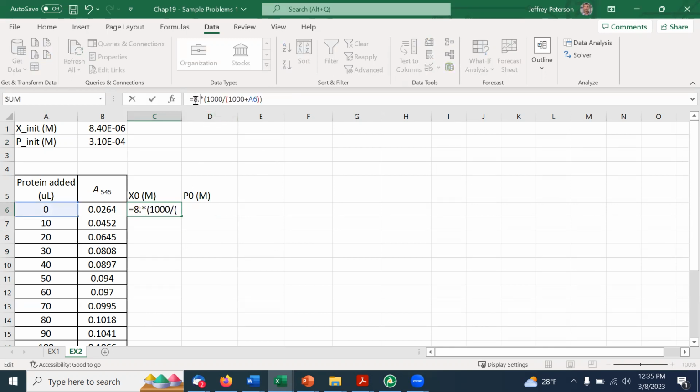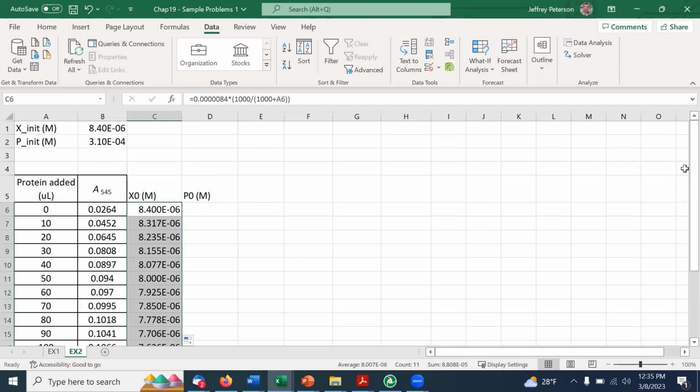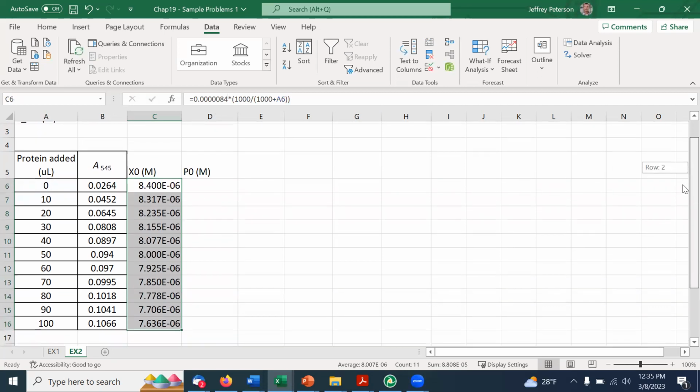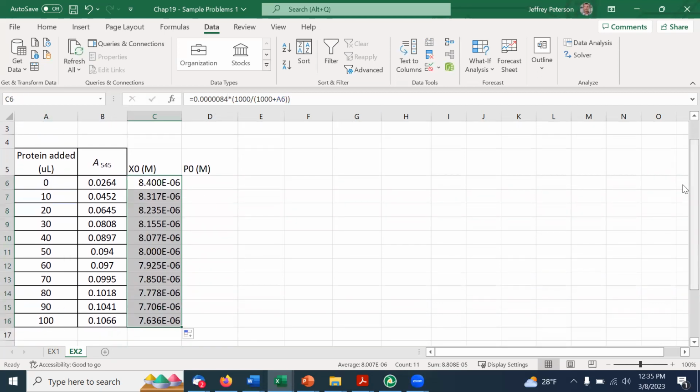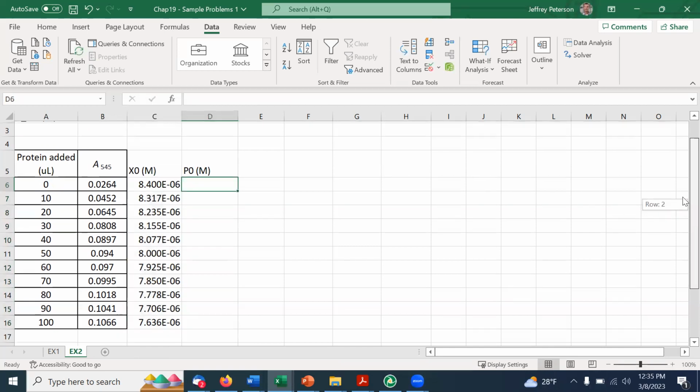This happened in class. I don't know why my thing is being so finicky. There we go. So there's my formula. I can calculate this for all of the different values, and it goes down as I add more protein. This all makes sense. Similar expression for the protein.